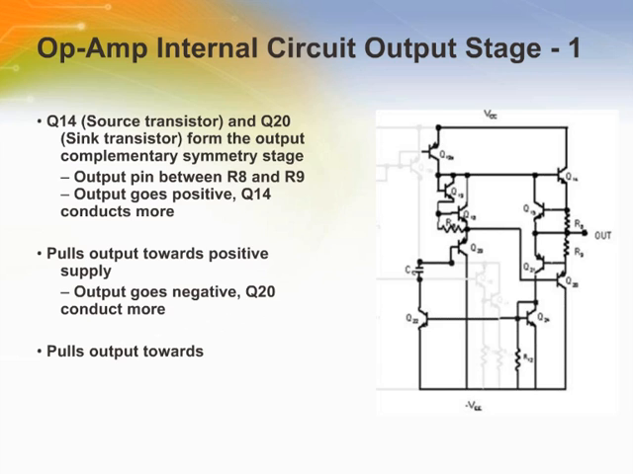Here is the output stage of an op-amp. Q14, or the source transistor, and Q20, or the sink transistor, form the output complementary stage of the amplifier. Q14 and Q20 have larger areas compared to the other transistors, so that they can provide larger currents with minimal temperature effect on the device. When the output of the amplifier is pulled positive, Q14 conducts more power and it pulls the output more towards the positive supply. The opposite happens when the output is pulled negative, meaning Q20 is going to conduct more and the output is actually pulled more towards the negative supply, and it will move downward.